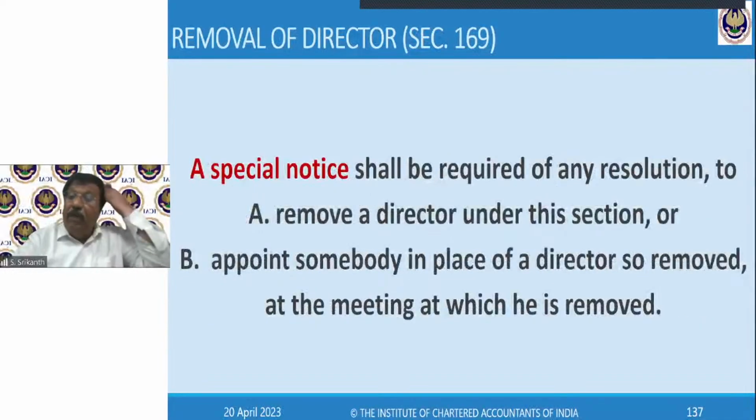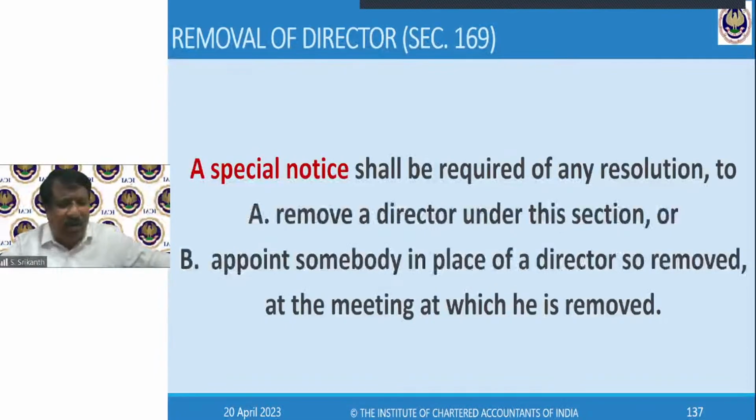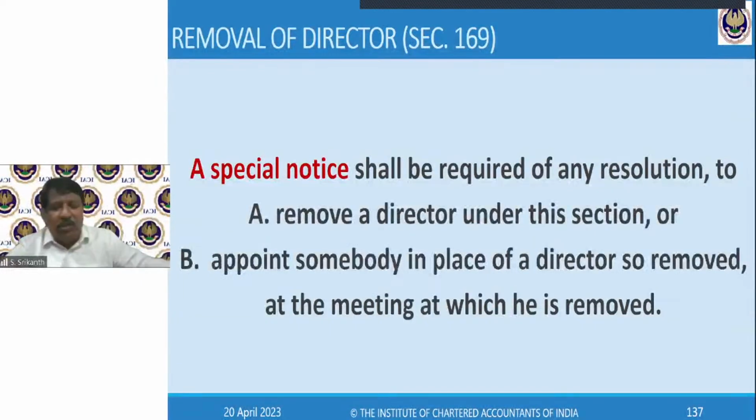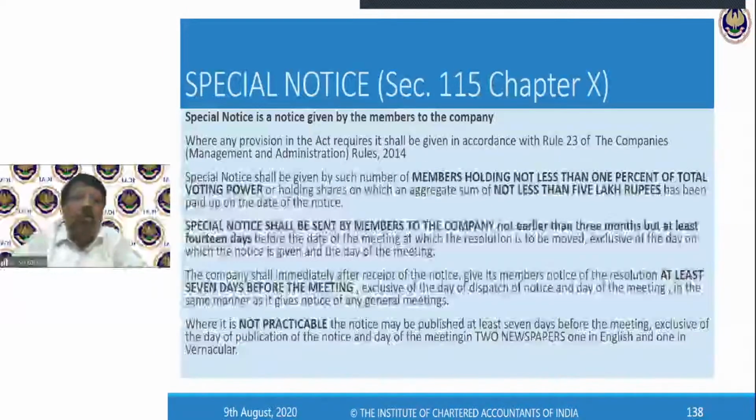A special notice shall be required of any resolution to remove a director under this section, or appoint somebody in the place of a director so removed at the meeting at which he is removed. Maybe you remember, you studied this in your executive program, your intermediate syllabus. In those days, it used to be called intermediate. And that was section 115.